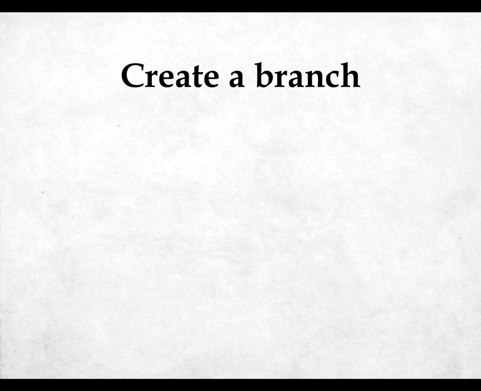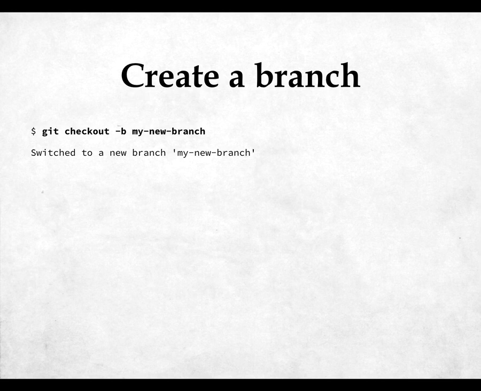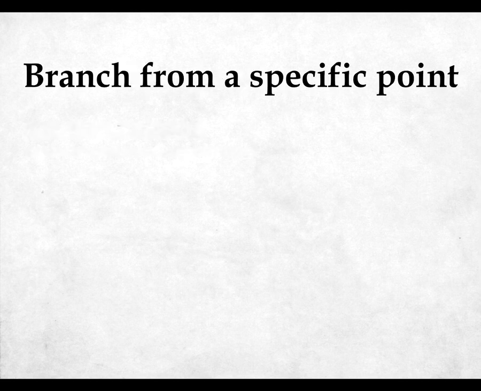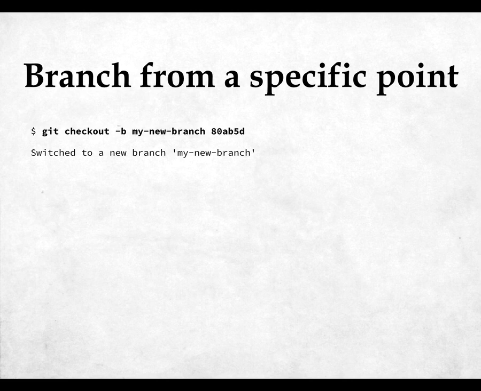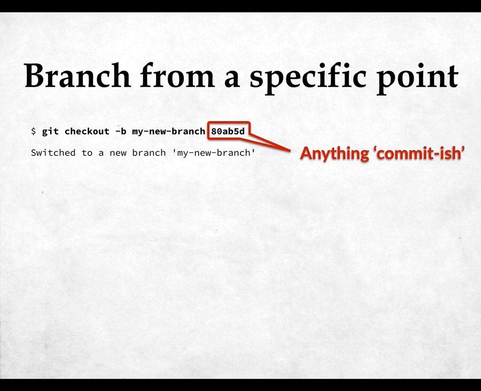So creating a branch in Git is as simple as git checkout -b, and then the name of the branch that you want to create. If you don't want to create the branch from where you currently are, so generally that would be at the head of master, you can pick a commit. So in this case we pick the commit with that abbreviated hash, and just say git checkout -b new branch from that point, and that could be a branch name or anything. So that thing there is a commit-ish reference, what Git calls it.